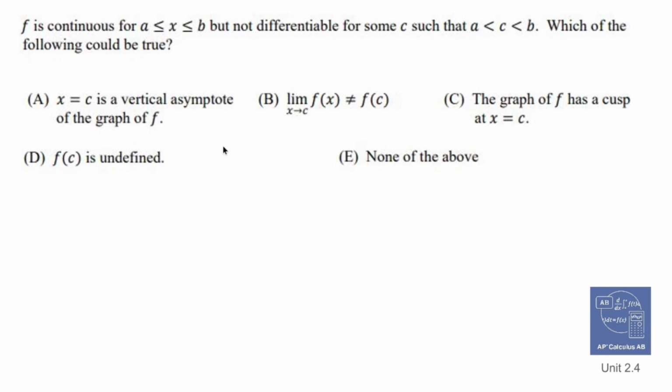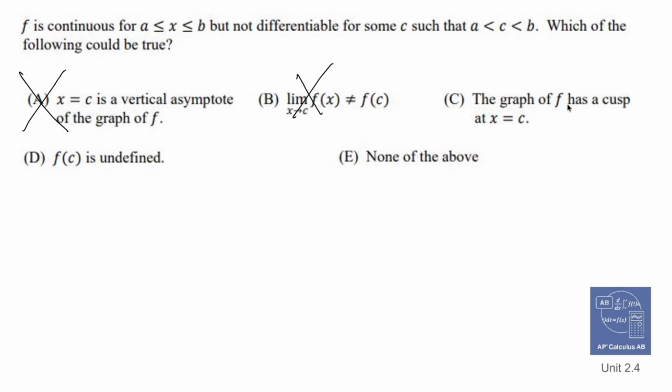All right, so we need to find out which one of these is true. If it's continuous on a to b, A says x equals c is a vertical asymptote. That is not true. A vertical asymptote implies that it's not continuous, and it is continuous, so A won't work. The limit as x approaches c of f of x can't equal f of c. That's also not true because that also implies discontinuity. You can't have that either.